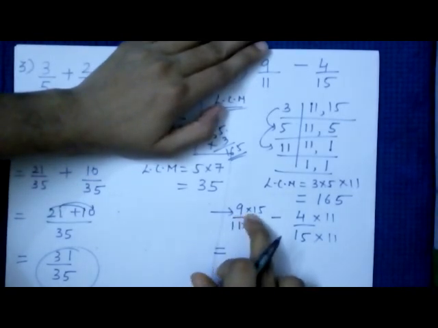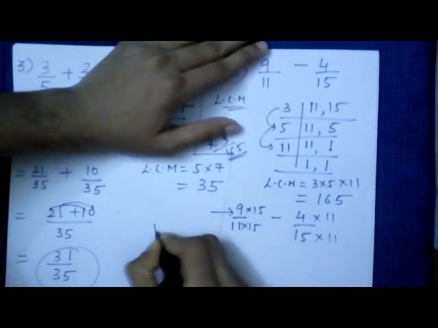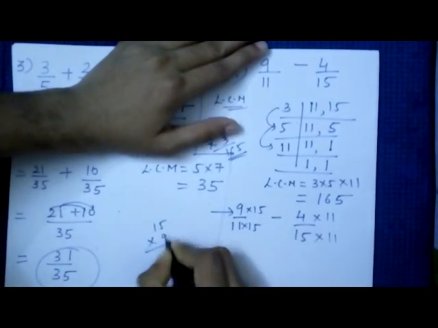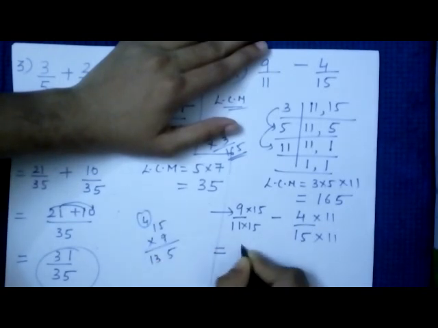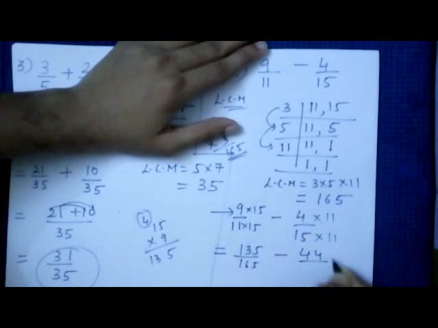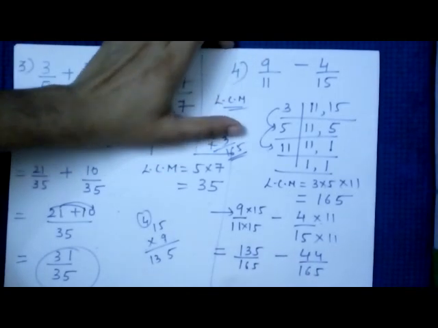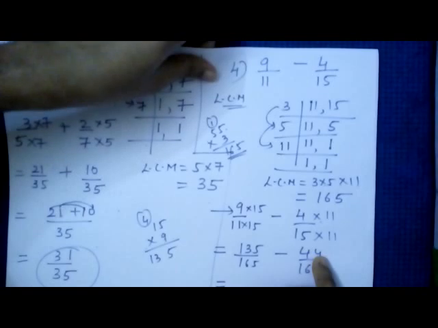So 9 into 15. If you don't know the table, you can multiply here. 9 5s are 45, carry up 4, 9 1s are 9 and 4 is 13, so 135 upon 165 minus here 4 11s are 44 upon 165. Now see, the denominator 165 is the same and it is subtraction, so we need to subtract.